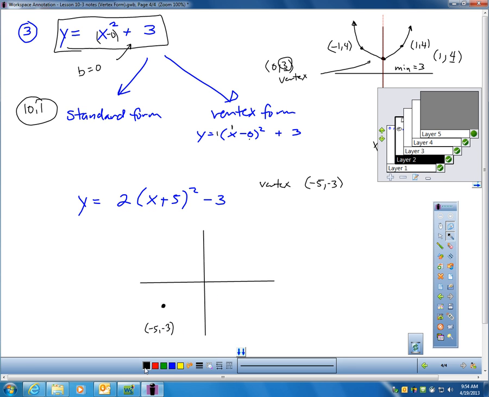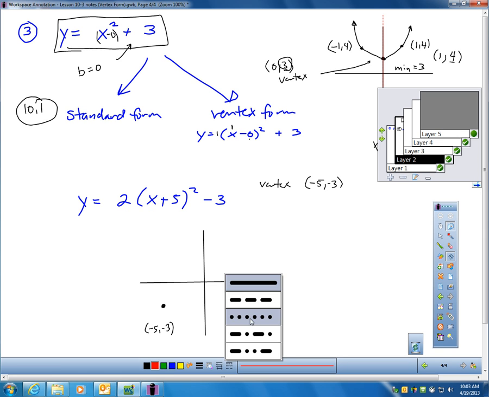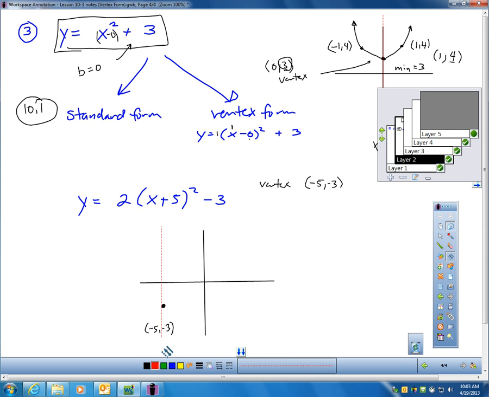Let me draw my axis of symmetry. Remember, my axis of symmetry has to go right through that. So here it is. Axis of symmetry right now is at -5. I know this graph opens up because of the positive value for A. Let's find out what the y-intercept is.